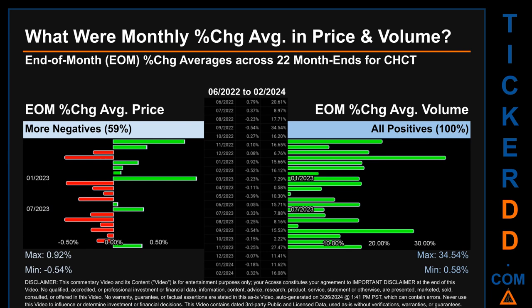Price saw an end-of-month max of 0.92% in average percentage change along with a minimum of minus 0.54%. For volume, the maximum and the minimum monthly percentage change were respectively 34.54% and 0.58%.